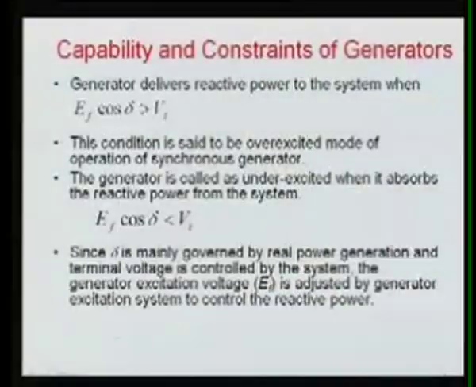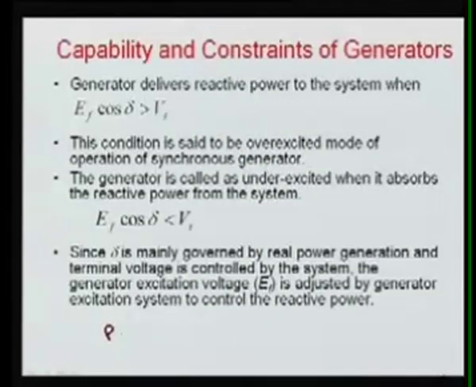So this delta controls the real power, means the real power we can control by changing the delta. You cannot change the delta by yourself. Delta can only be changed by changing the input to the turbine. So this delta is changed by the turbine input power, and therefore we can change the power, and this power changes the frequency of the system. So normally this real power controls the frequency of the system.